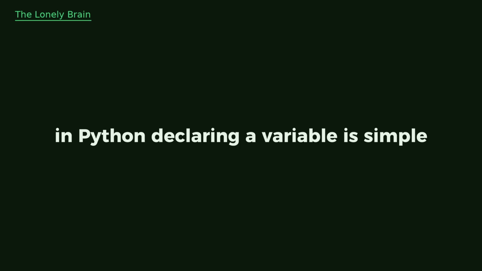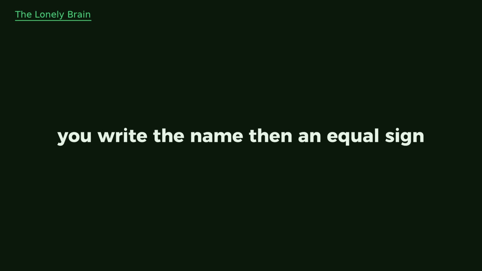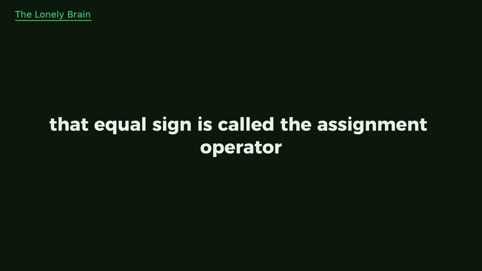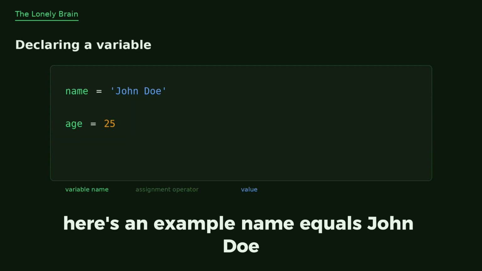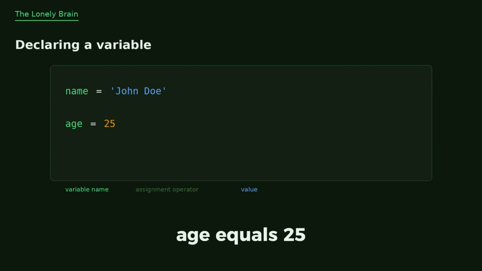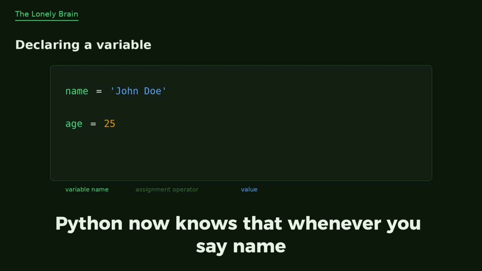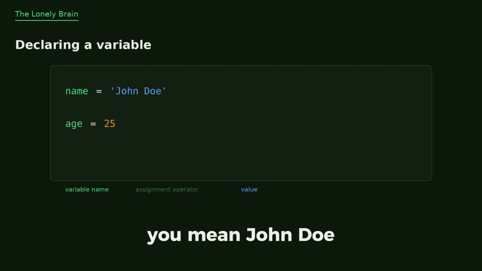In Python, declaring a variable is simple. You write the name, then an equal sign, then the value. That equal sign is called the assignment operator. It assigns the value to the name. Here's an example. name equals "John Doe". age equals 25. Python now knows that whenever you say name, you mean John Doe.